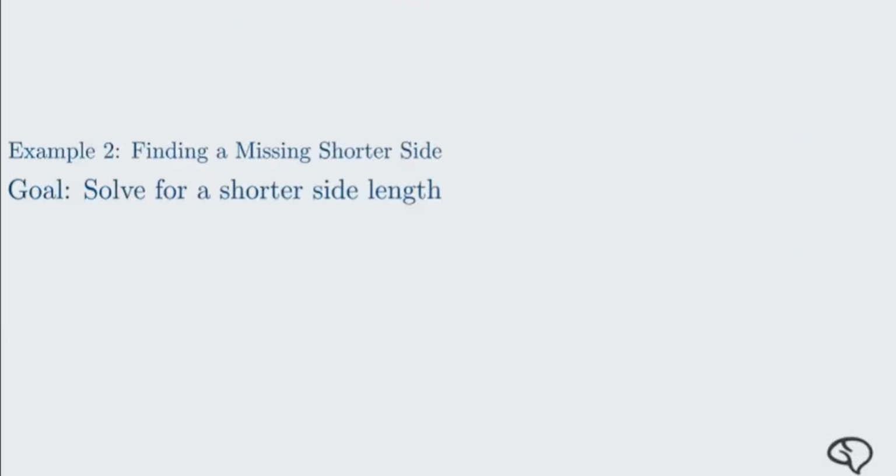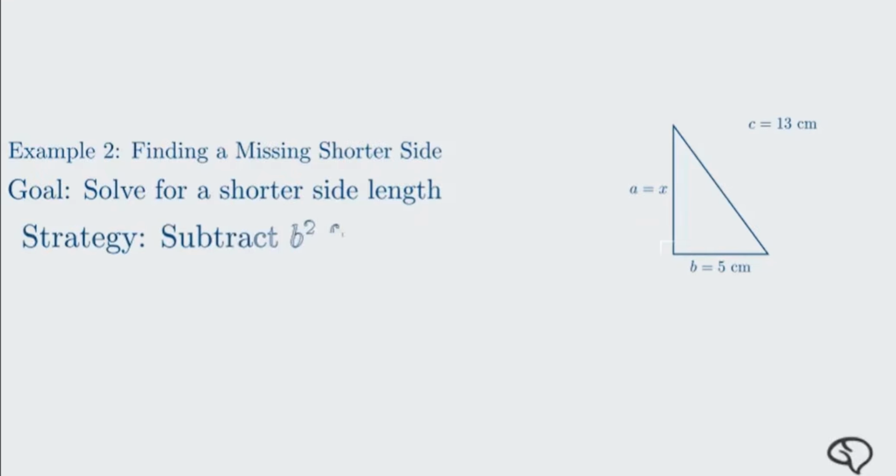In our second example, we will learn what to do when we already know the hypotenuse, but are missing one of the shorter sides. Consider a right-angled triangle where the hypotenuse is 13 centimeters and one of the shorter sides is 5 centimeters. We need to find the missing side, which we will call x. Notice that the longest side, across from the right angle, is already known. When finding a missing shorter side, our strategy changes slightly. We must subtract the square of the known side from the square of the hypotenuse.